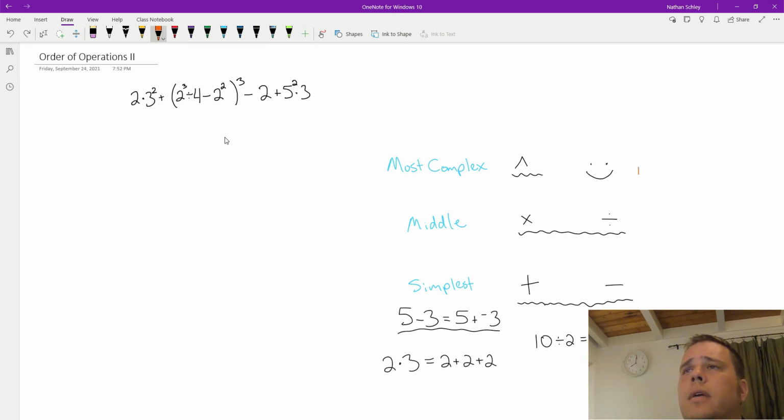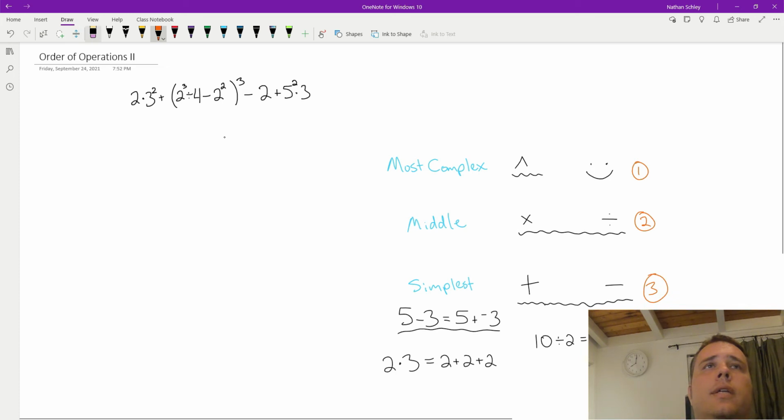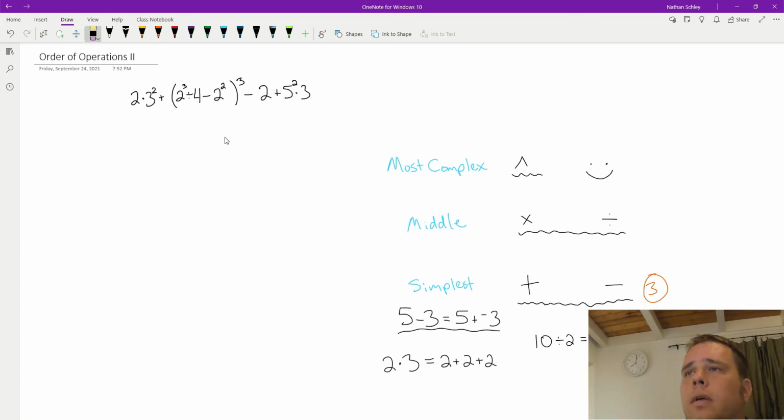Okay, so we'll start here, the most complex, then go to the middle, and then finally the simplest level. We'll go and do those one by one.